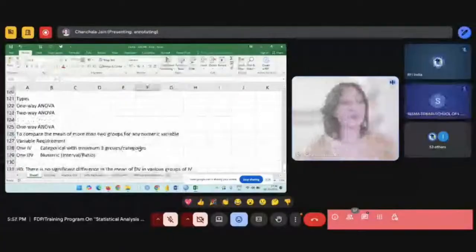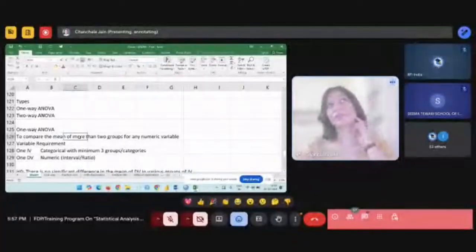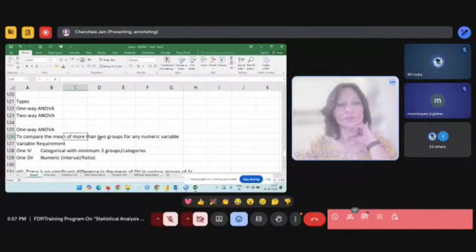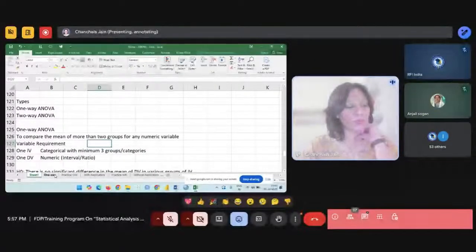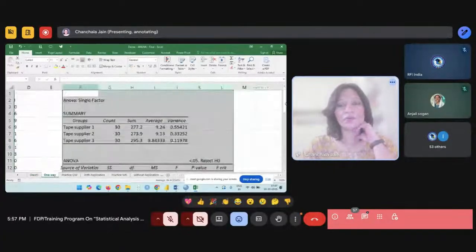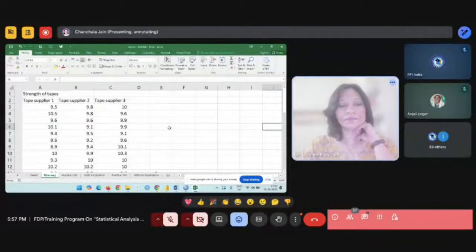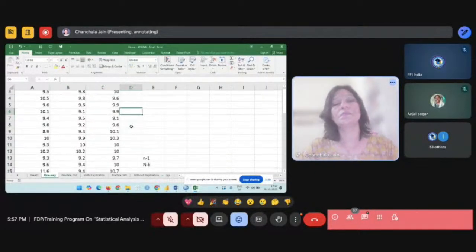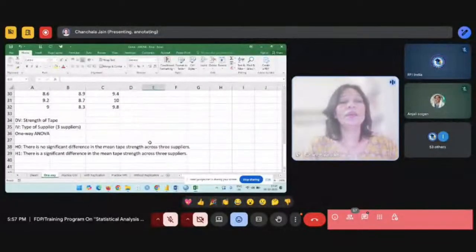So this is about the conceptual aspect of ANOVA. If it is clear, shall I go for performing ANOVA using Excel? Yes, ma'am. Fine. I think I already shared the sheet with all of you. Please open the sheet. Sheet number 1, which is named one way. Done? Yes. Fine.